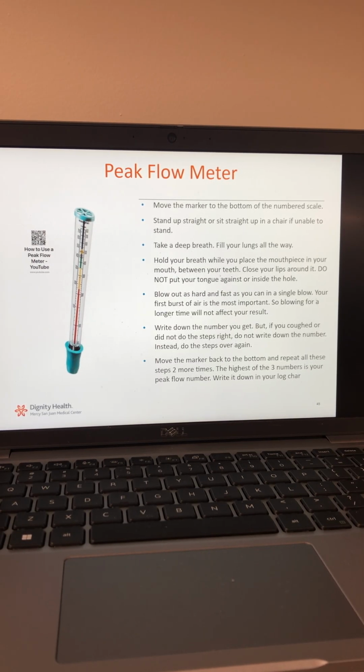Blow out as hard and fast as you can in a single blow. Your first burst of air is most important, so blowing for a longer time will not affect your results. Write down the number you get, but if you coughed or did not do the steps right, do not write down the number. Instead, do the steps over again. You're going to move the marker back to the bottom and repeat all these steps 2 more times. The highest of the 3 numbers is your peak flow number. Write it down in your log chart.